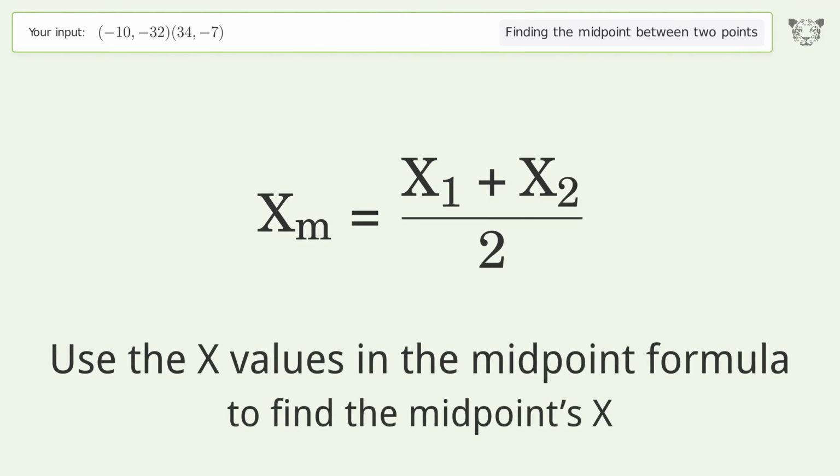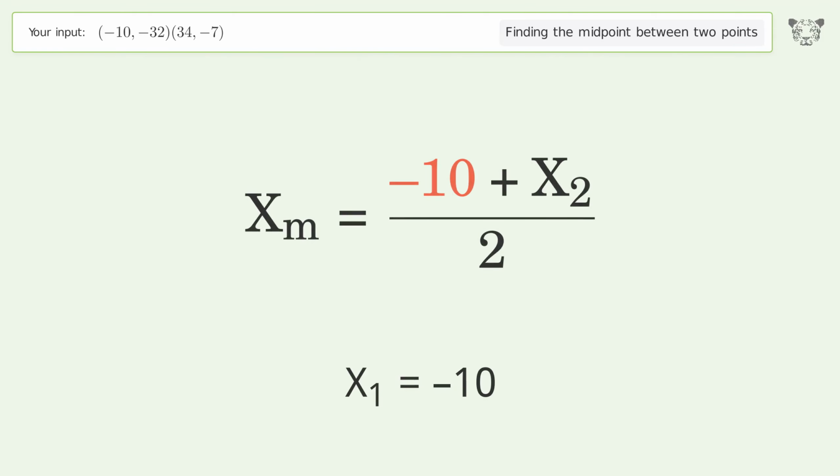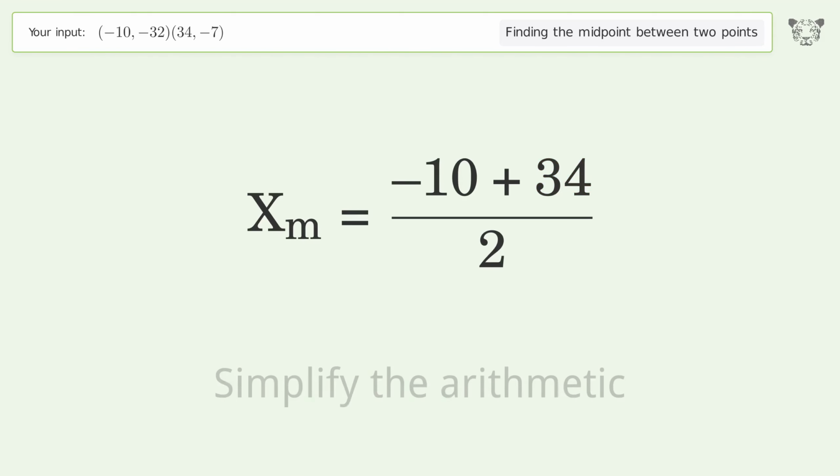Use the x values in the midpoint formula to find the midpoint's x. x1 equals negative 10. x2 equals 34. Simplify the arithmetic.